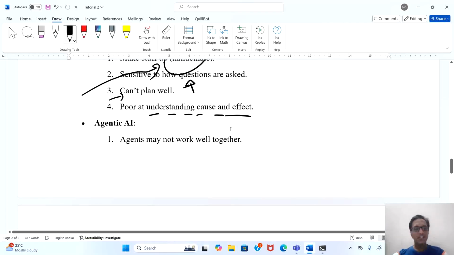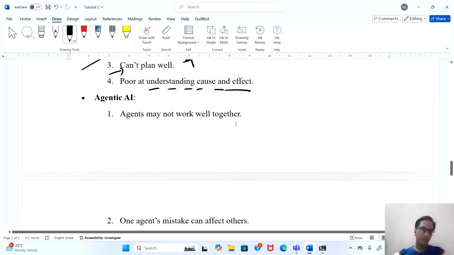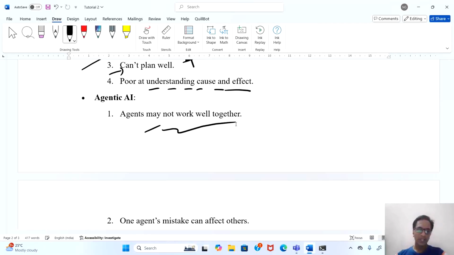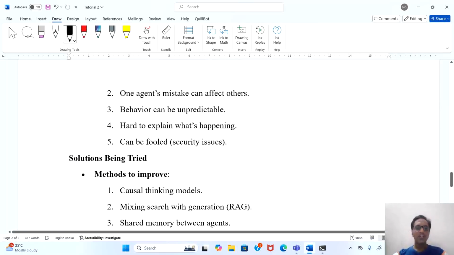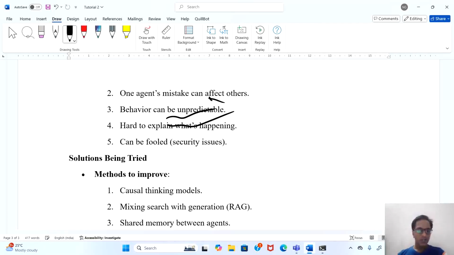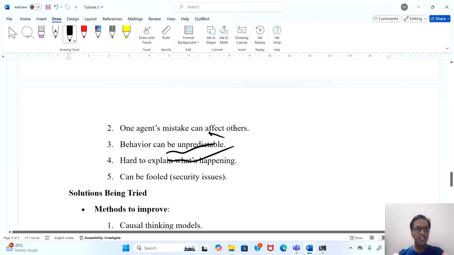While agentic AI, as the agents are many in nature, there might be a problem with the coordination. They may not work well together. One agent's mistake can affect another agent's work. Obviously, behavior is unpredictable. It's hard to explain also. It can be fooled by security issues. These are the problems with agentic AI.